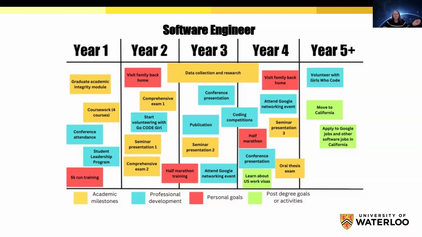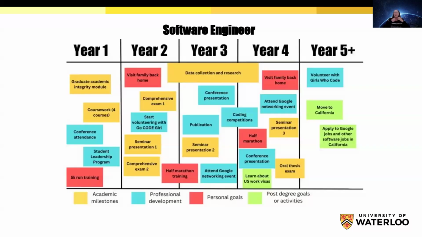Year two, they're going to visit family back home. Maybe they're from a different country like China, India, England, Germany, who knows? Looks like year three, they're going to do more marathon training, but in year four they're actually going to do that marathon and visit family again. But there can be tons of different personal goals in here. Maybe you want to learn how to rock climb. Maybe you want to get a dog, go to Disney World, go to Taiwan, anything like that.